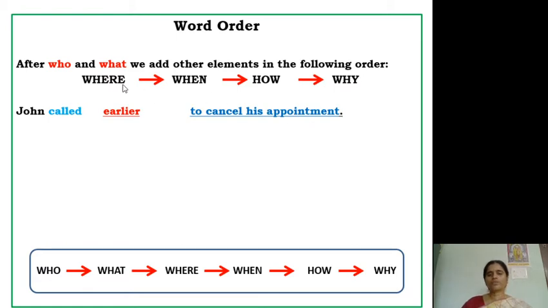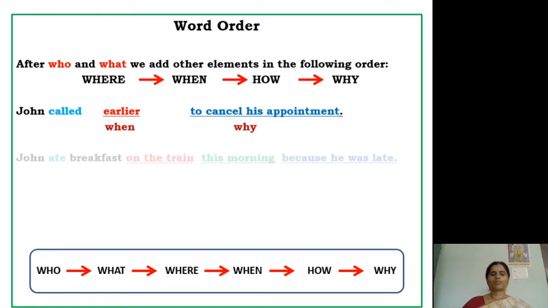So here we have to follow this order. That means the element which refers to place has to come first, after that time, after that manner, after that purpose. Now in this sentence we have only two elements out of these four. One is the time element, the other is the purpose element. So the time element has to come immediately after the verb, and then it has to be followed by the purpose. So John called earlier to cancel his appointment.